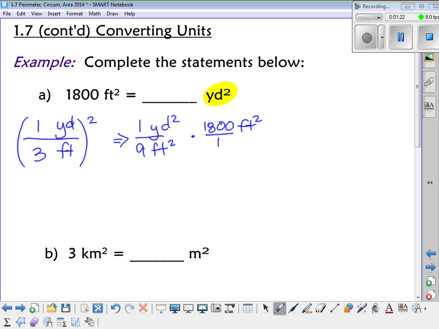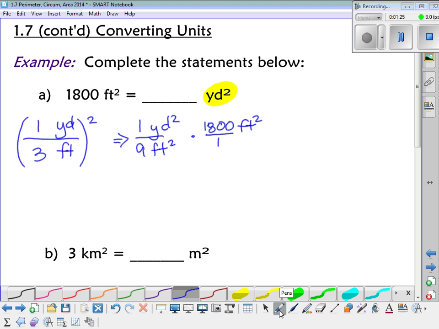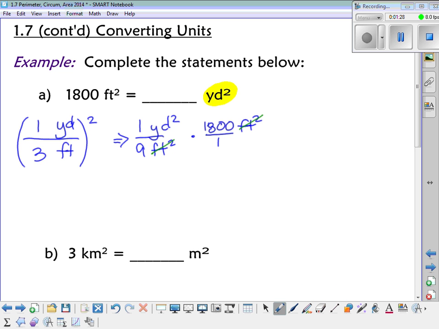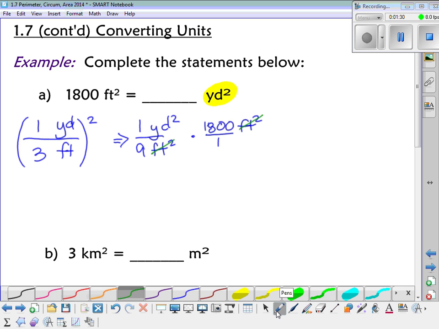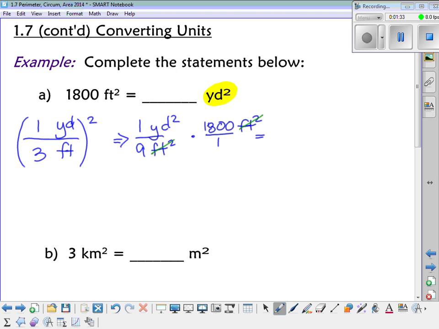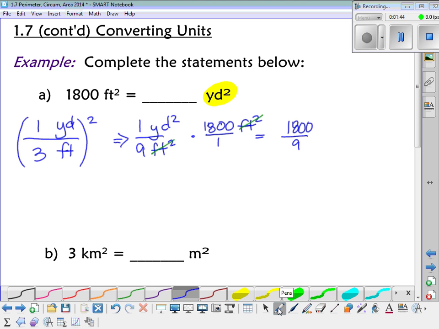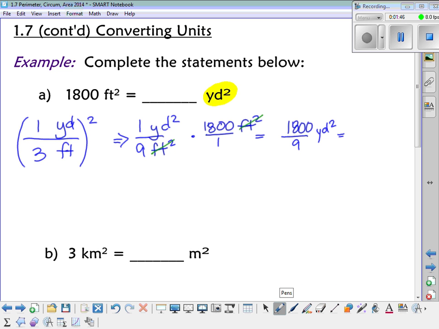And if it helps you to put it over 1, you can. So if we cancel out our units, we see that the feet squared cancel out on the top and the bottom. And if we multiply straight across, 1 times 1,800 is 1,800. And then 9 times 1 is 9. And we still have yards squared here. And so when you divide 9 into 1,800, it goes 200 times. And so 1,800 square feet is the same as 200 square yards. And so that would be your answer there.